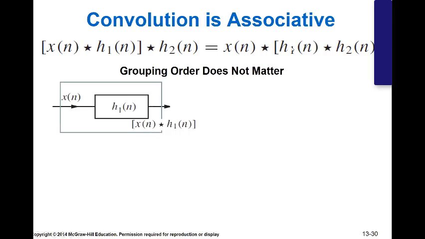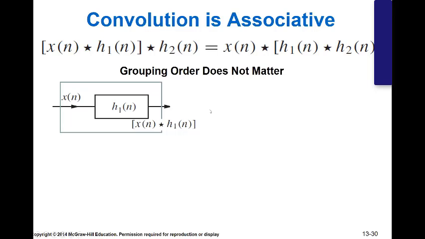We could do that graphically. Let's say we had a linear time invariant system with a unit sample response h1, and I put in a signal x. Then what comes out of that we would call y, but that's just the convolution of x with h1.